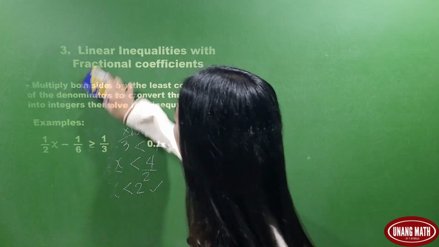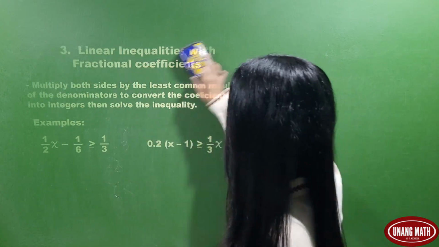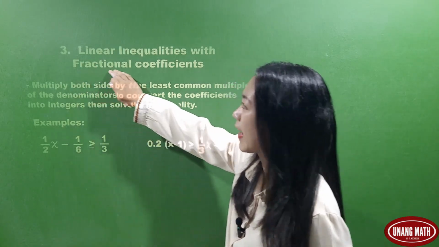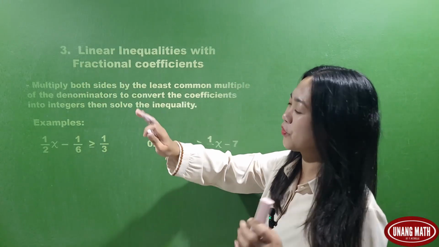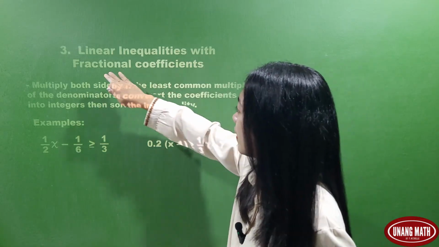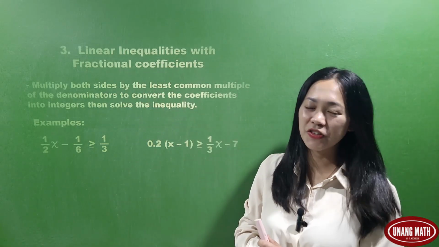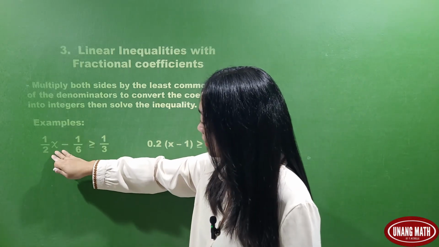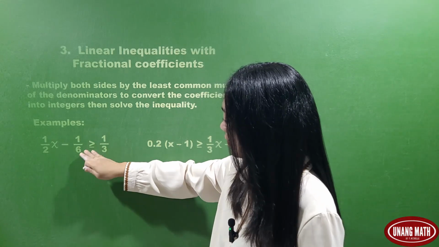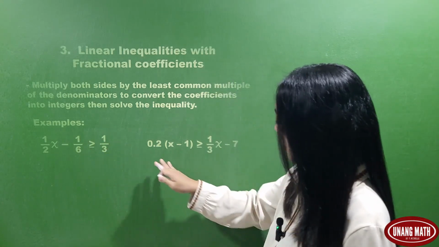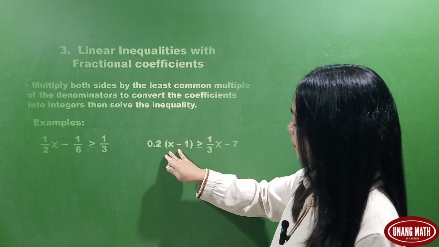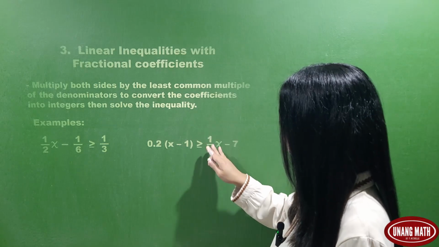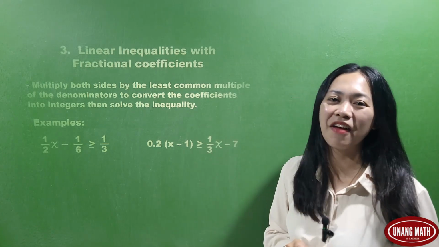Moving on. How about if the coefficient of the variable is a fraction? How are we going to solve linear inequalities with fractional coefficients? We have here two examples. The first one is 1/2 x minus 1 over 6 is greater than or equal to 1 over 3. And the next one is 0.2 times this expression x minus 1 inside the parentheses is greater than or equal to 1 over 3x minus 7.